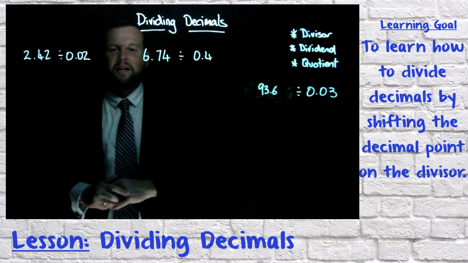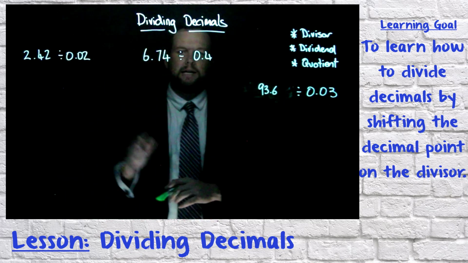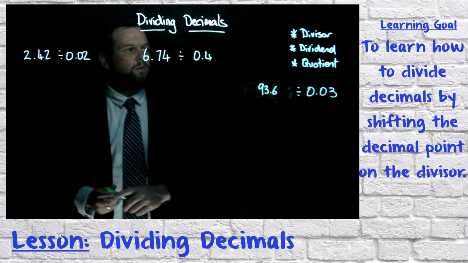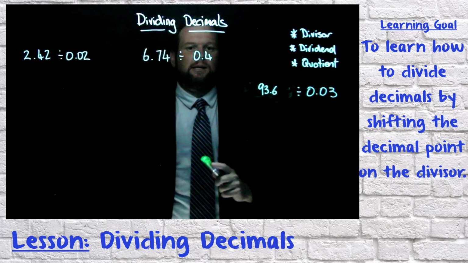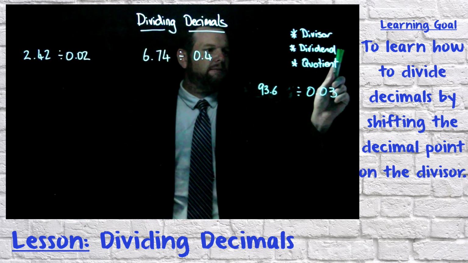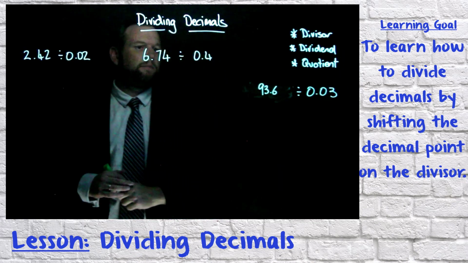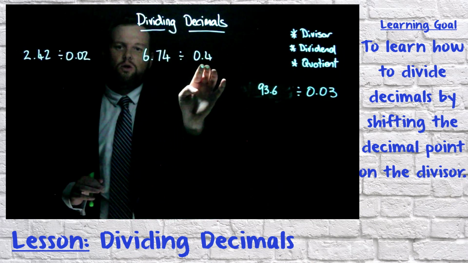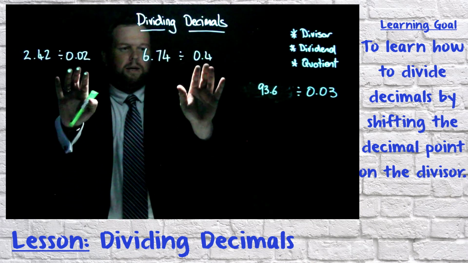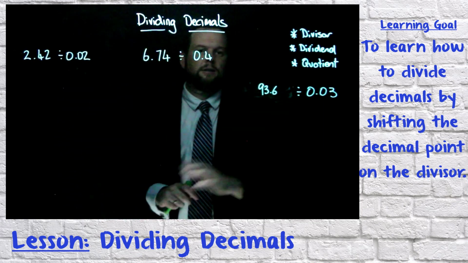Okay guys, dividing decimals, the last topic for decimals. When we divide decimals, there's a few terms that we need to understand. We've got a divisor, a dividend, and a quotient. The divisor is the number that you divide by. So these two and this one, they're divisors.